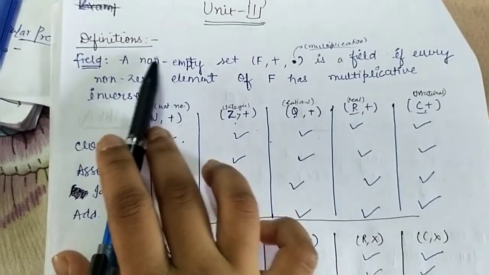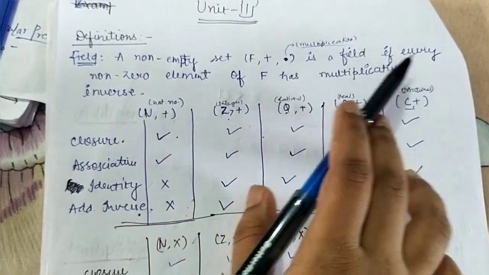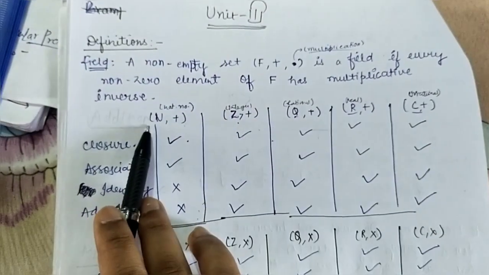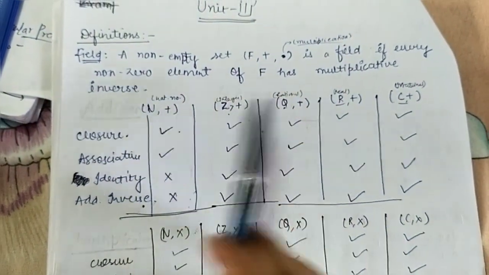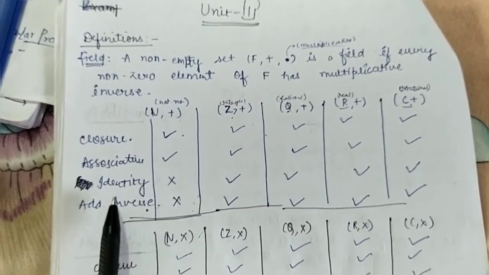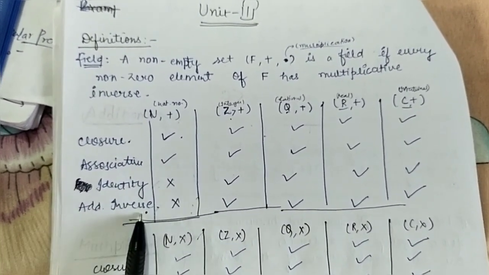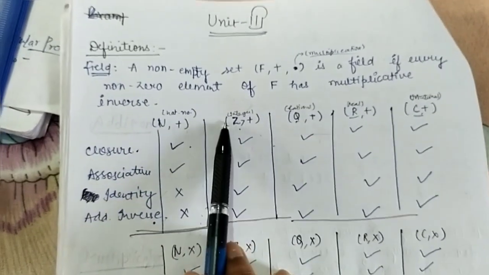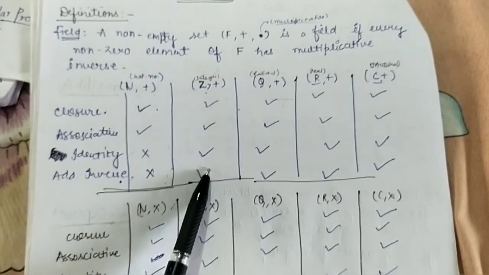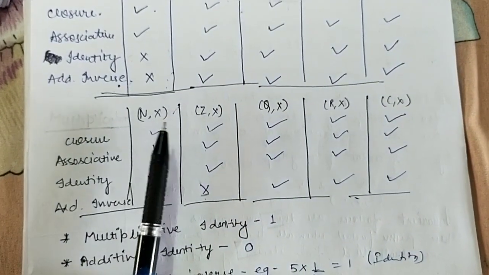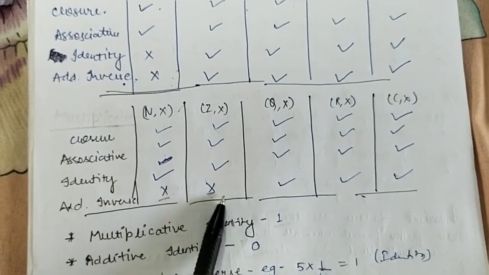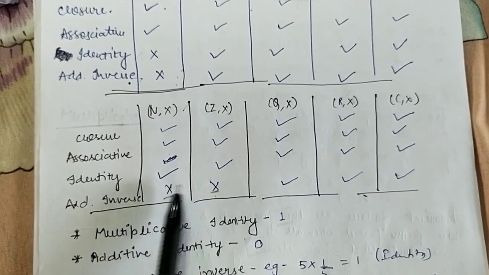So what is a field? A non-empty set F with plus and dot is a field if every non-zero element of F has a multiplicative inverse. Like for addition, the natural numbers hold closure and associative property but don't hold identity and additive inverse. And the integers, rationals, reals and irrationals all hold all properties. Now for multiplication, they can hold all the properties except additive inverse for natural numbers and integers.